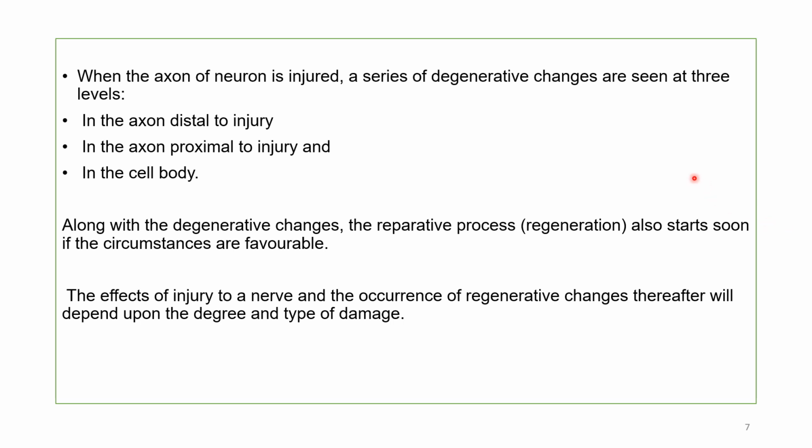So when the axon of the neuron is injured, what happens? A series of degenerative changes are seen at 3 levels. What are those 3 levels? One is the axon distal to the injury, one is the axon proximal to the injury, and another is the changes in the cell body. All these are degenerative changes. Along with these degenerative changes, regeneration will also start.